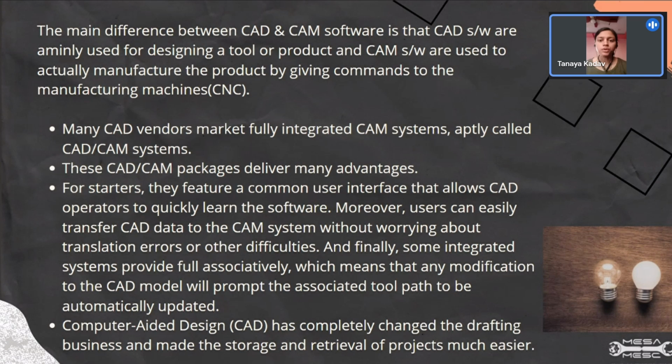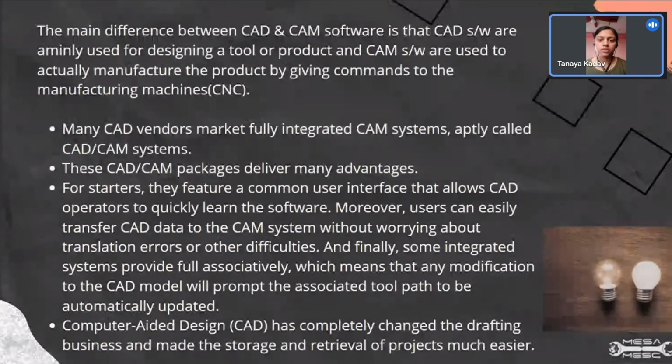After knowing what CAD, CAM, and CAE are, let's see the difference between them, their applications, and examples. The main difference between CAD and CAM software is that CAD software is used for designing a tool or product, and CAM software is used to actually manufacture the product by giving commands to manufacturing machines like CNCs.